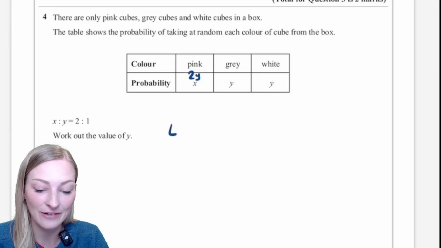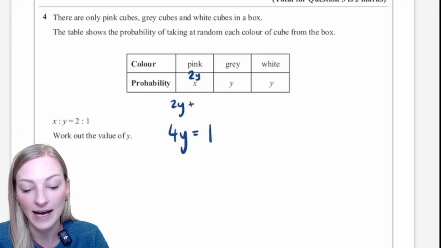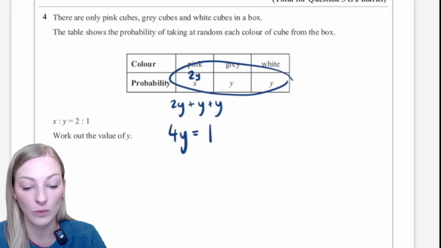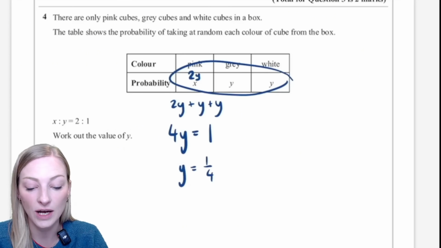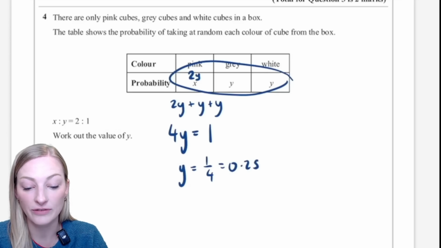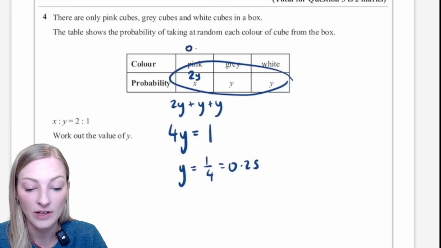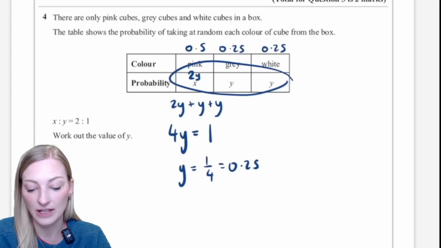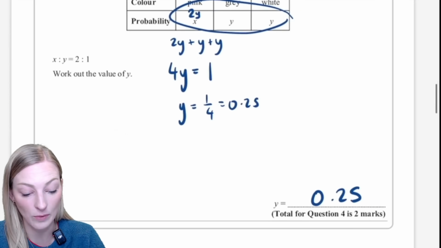Now altogether, 4Y we know needs to equal 1 because I've got 2Y, add Y, add Y. Always these probabilities need to add up to make 1. So 4Y equals 1, which means that Y equals a quarter or 0.25. And if Y is 0.25, then X would be 0.5, and we would have 0.5, 0.25, 0.25. So there we go. That's our value of Y. 0.25 is our answer for that one.